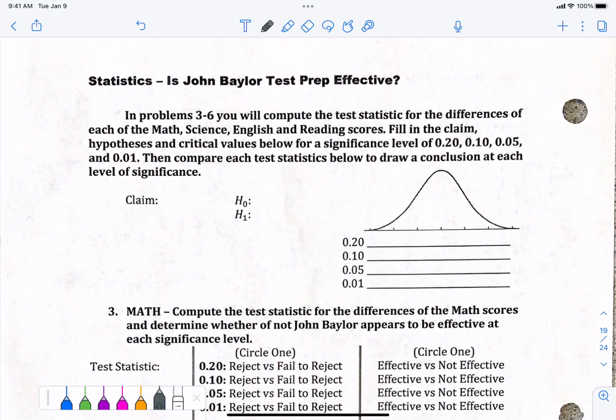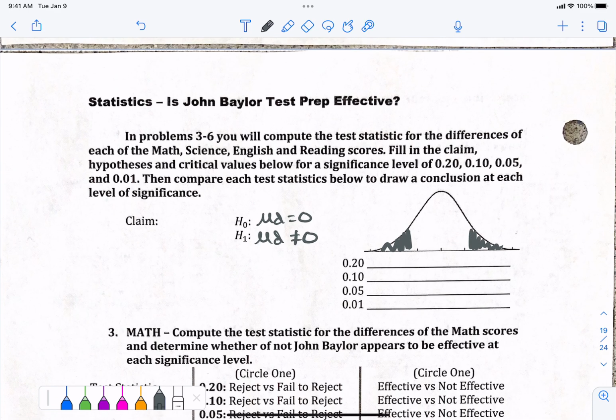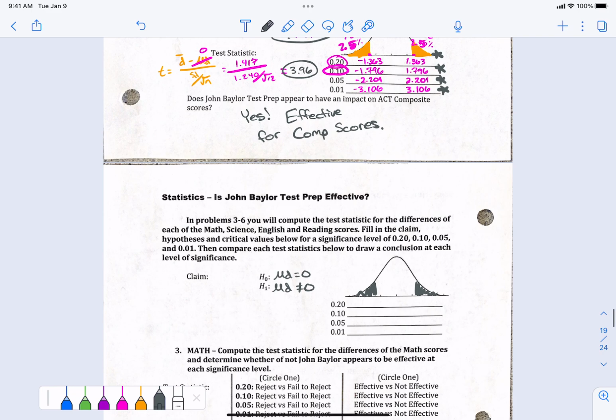Okay, so on the back side, I give you one bell curve at the top because you really don't need a whole lot of bell curves. They're all going to be the same. Your H naught is still going to be that the difference is 0, and the alternative is that the difference is not equal to 0, right? You still have 2 tails for your fish value, and then our fish values are there. We could just copy those numbers from the front side, shall we? They're going to be the same.